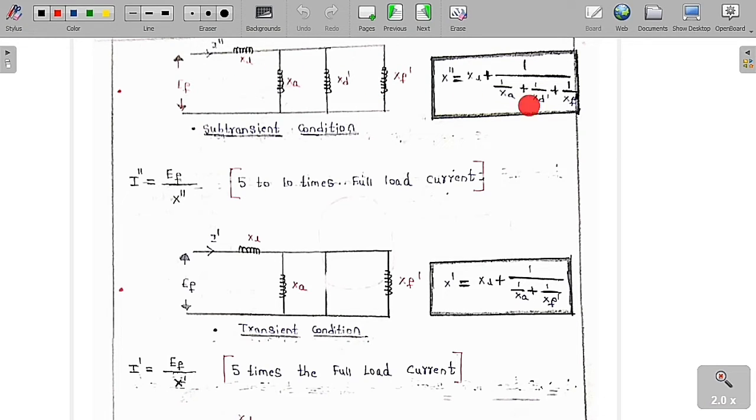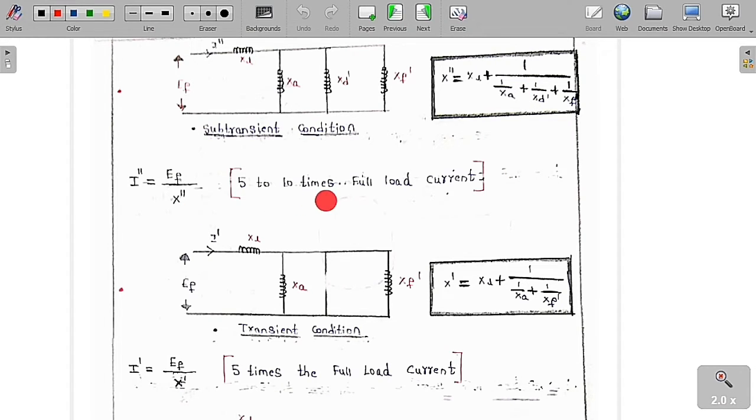So you are going to get it in this format, which is X double dash is equal to XL plus 1 by (1 by XL plus 1 by (XD plus X dash) plus 1 by XF dash). This is the overall reactance we are going to get in the subtransient condition. Then what is the subtransient current? I double dash is equal to EF by X double dash, where X double dash is the subtransient reactance.